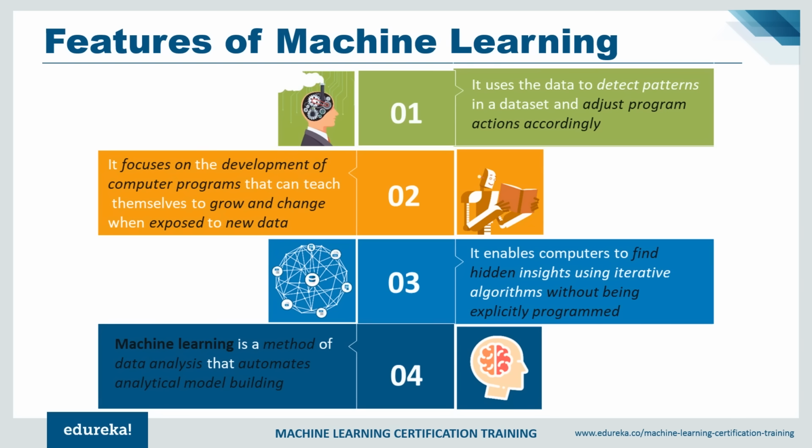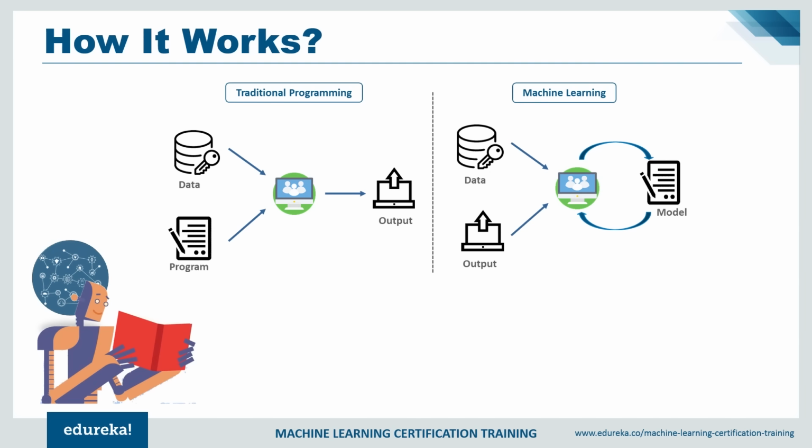So, if we have a look at the various features of machine learning, first of all, it uses data to detect patterns in a dataset and adjust the program actions accordingly. It focuses on the development of computer programs that can teach themselves to grow and change when exposed to new data. So it's not just the old data on which it has been trained. Whenever new data is entered, the program changes accordingly. It enables computers to find hidden insights using iterative algorithms without being explicitly programmed. So machine learning is a method of data analysis that automates analytical model building. Now let's understand how exactly it works.